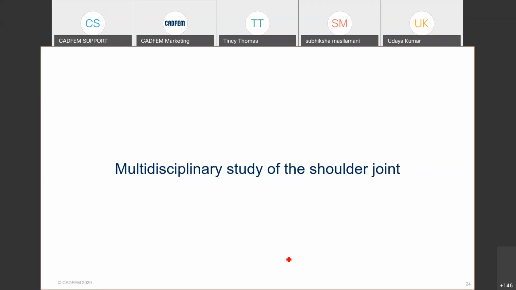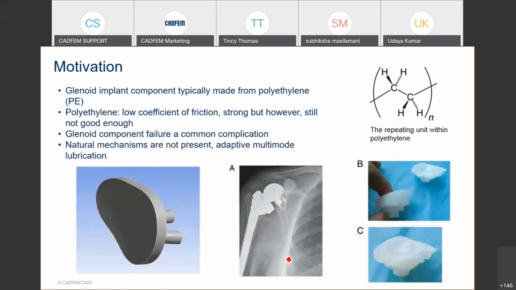There is a lot of fluid. Basically, fluid is the largest percentage, right? So the interaction between the fluid and the structure is also very important to understand how parts will work. So taking one example of the shoulder itself, shoulder arthroplasty.